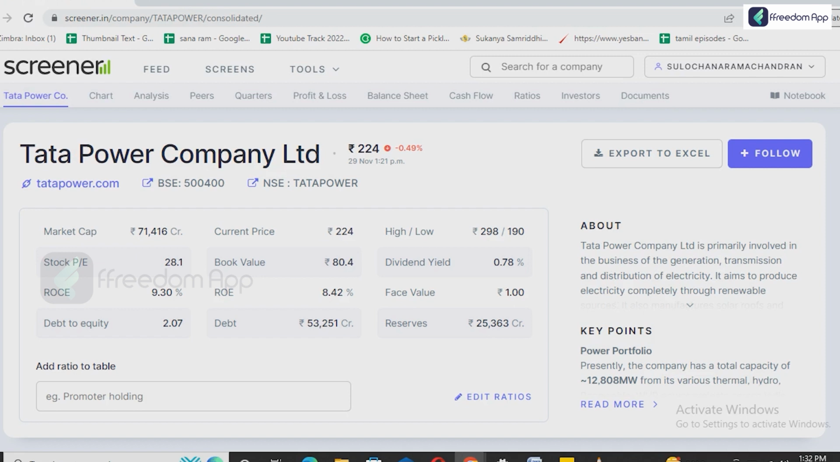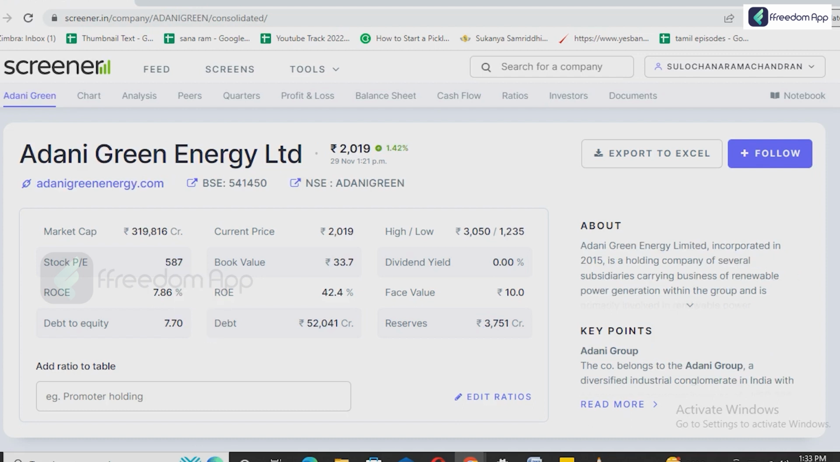Let us check on Tata Power now. Speaking about the stock PE ratio of Tata Power Company, it is 28.1, which means we are going to pay 28.1 on one share to get a profit of 1 rupee, which is actually fine when compared with Adani Green Energy. So Adani Green Energy now has one negative. The second negative here is the debt which the company has. Adani Green Energy Limited has a debt of 52,041 crore.